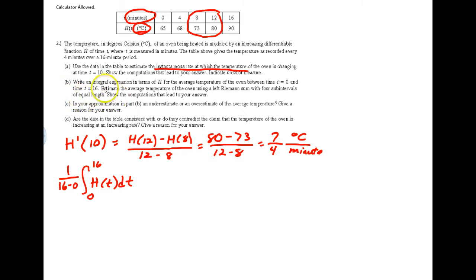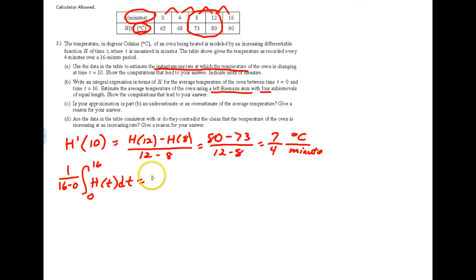Now it says estimate this by using a left Riemann sum with 4 subintervals of equal length. So that means I'm going from 0 to 4, 4 to 8, 8 to 12, 12 to 16. You are always given the intervals to use.